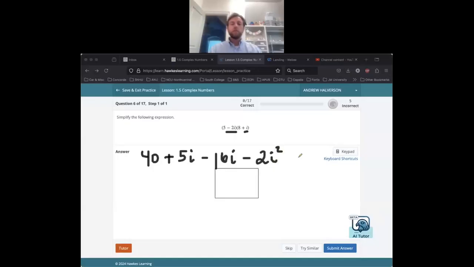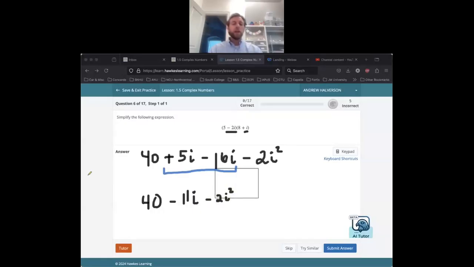Fundamentally, even though i has a specific meaning, we still treat it like a variable, combining like terms and whatnot. So with that in mind, we have like terms here in the middle. We're going to combine +5i minus 16i, so that gives us 40 minus 11i minus 2i squared.